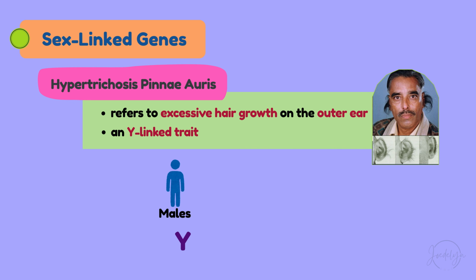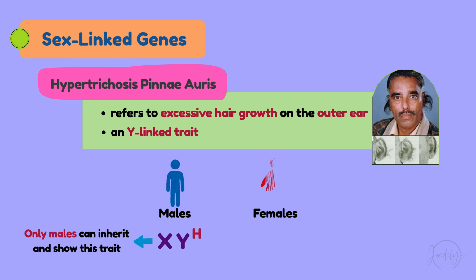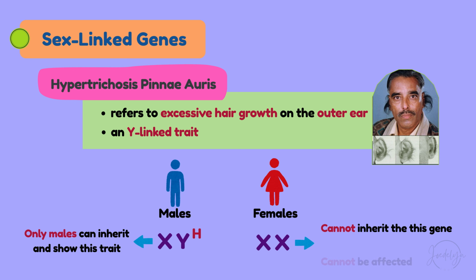Since only males have a Y chromosome with XY sex chromosomes, only males can inherit and show this trait. Females, on the other hand, have two X chromosomes, double X, and no Y chromosome. Because of that, they cannot inherit this gene, they cannot be affected, and they cannot be carriers. Now let's look at inheritance.